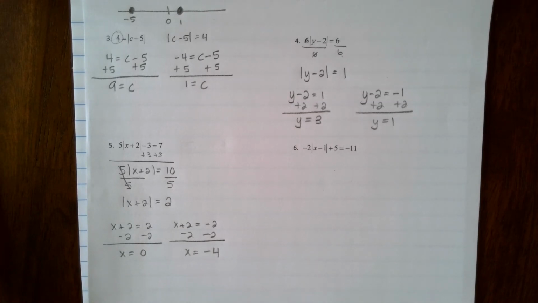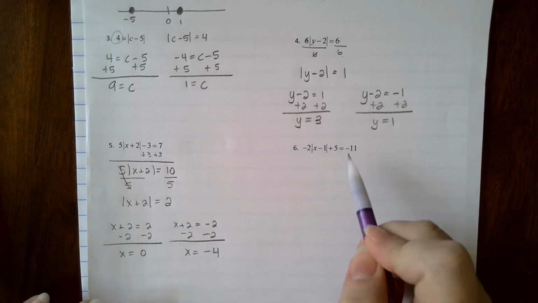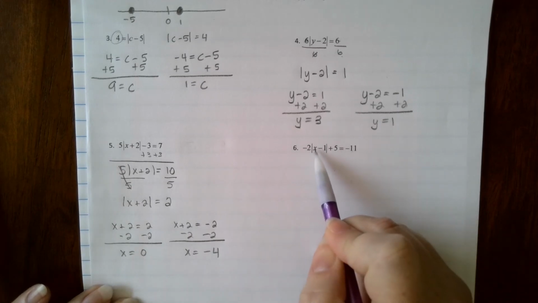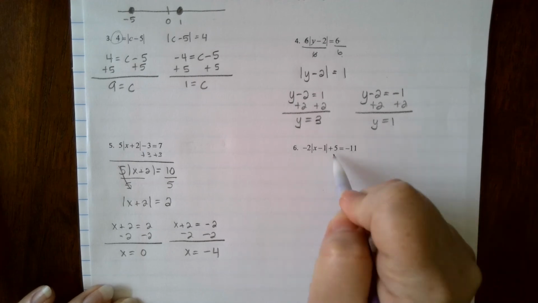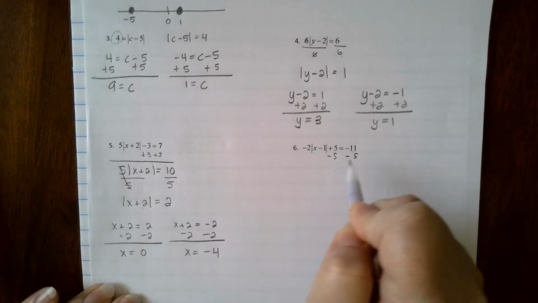Number 6 is done a very similar way. So go ahead and push pause, and go ahead and try number 6 on your own. All right, so for number 6, first, you have to realize that while it's equal to a negative 11, it's not just the absolute value. You've got all these numbers we need to move first. So you subtract your 5 first.